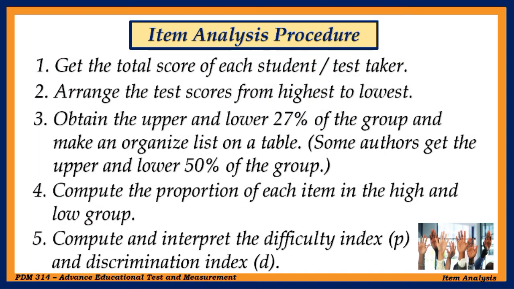Here are the procedures that we follow in conducting the item analysis. First, get the total score of each student or test taker. Second, arrange the test scores from highest to lowest. Third, obtain the upper and lower 27% of the group and make an organized list on a table. Some authors get the upper and lower 50% of the group. Fourth, compute the proportion of each item in the high and low group. And last, compute and interpret the difficulty index and the discrimination index.